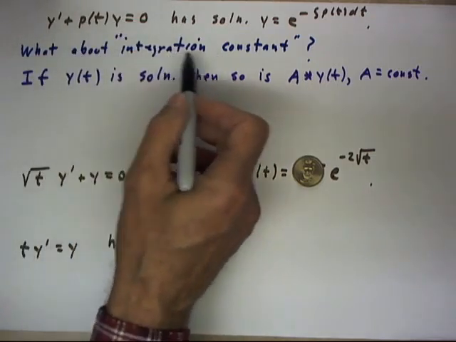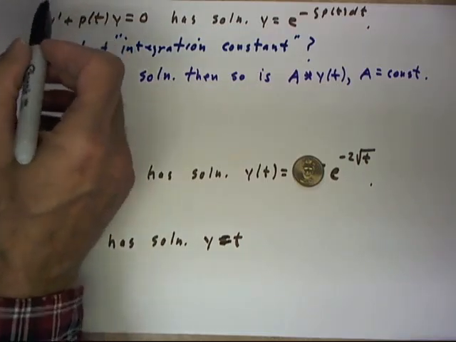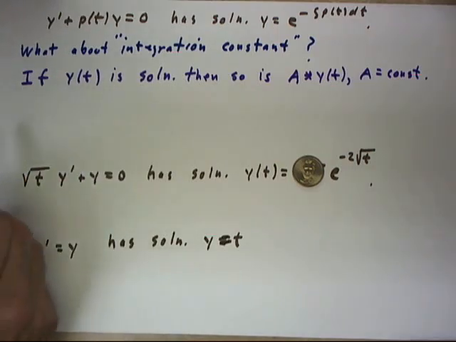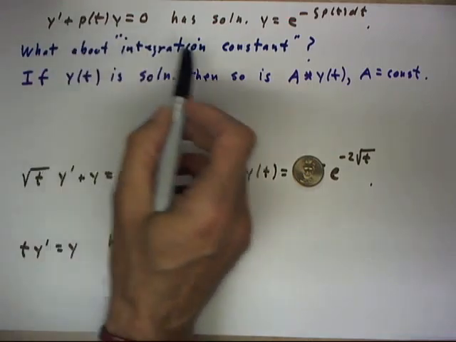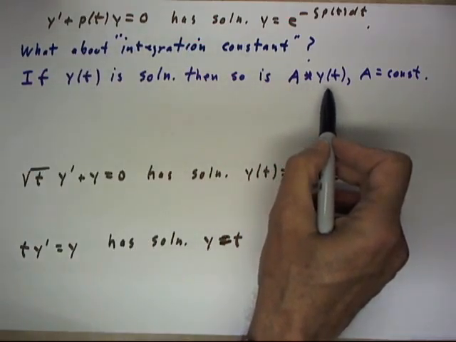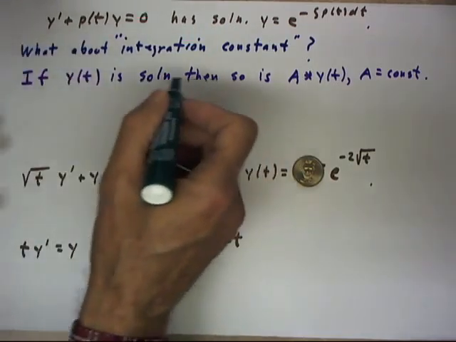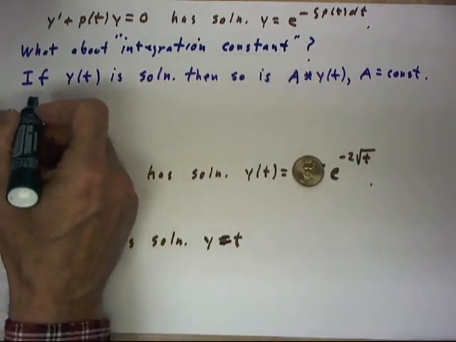So what about this integration constant idea? The idea that when you solve a first order equation, you have an arbitrary constant. Let's observe. If y of t is a solution to this equation, then so is a times y of t, where a is any constant. And to see this, we can just let, instead of substituting just y, let's substitute a times y of t.